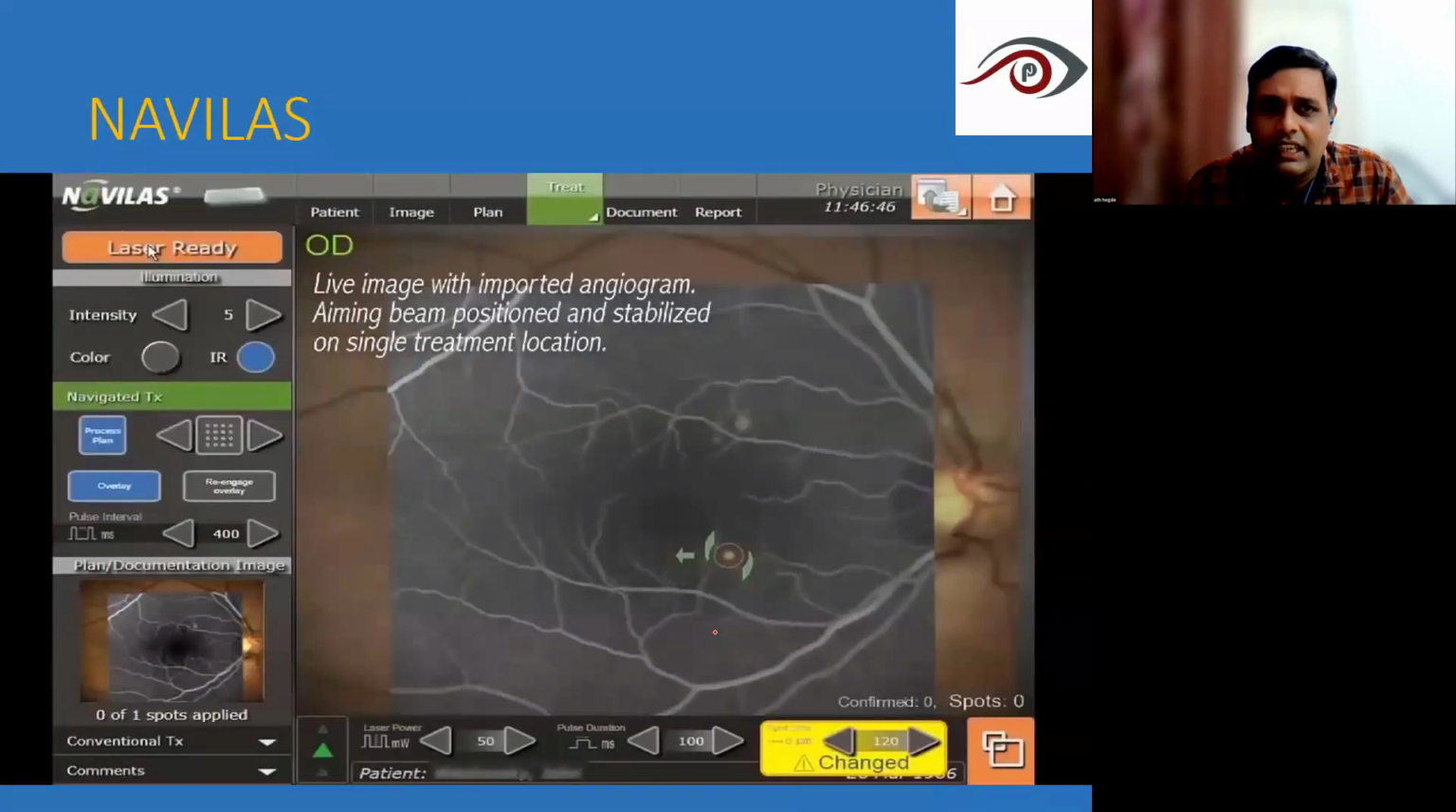Another technique they use nowadays is the Navilas technique, where you can feed the laser machine your fundus photo and FA, and you can mark where you want the laser, and based on the pupillary movements, it will give the laser automatically.